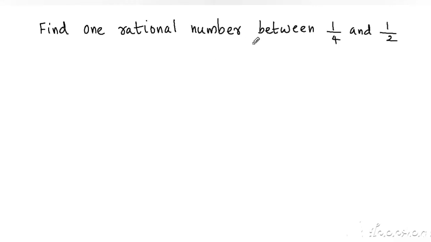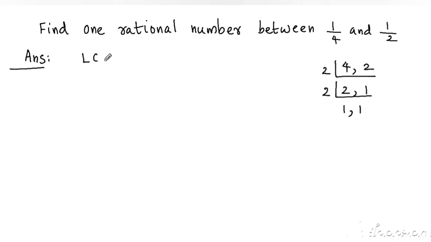Find one rational number between 1 by 4 and 1 by 2. We have to find only one rational number. Similarly, we can use that LCM method. So LCM of 4 and 2 we need to find. You can see they are divisible by 2. 4 divided by 2 is 2 and 2 divided by 2 is 1. Then 2 is divisible by 2, so you will obtain 1 and 1. In this case, LCM is 2 times 2, which is 4.